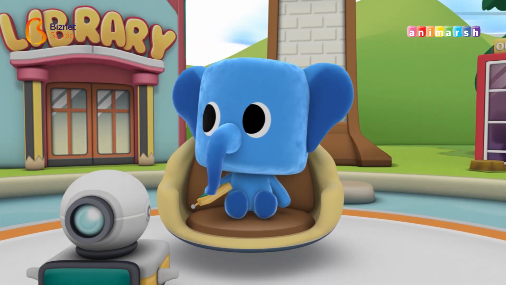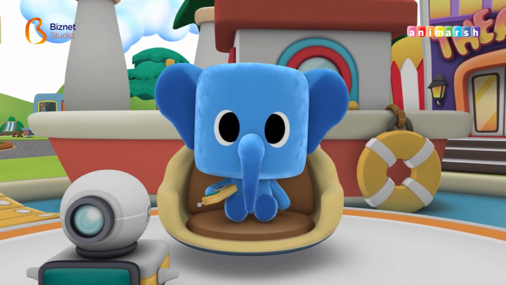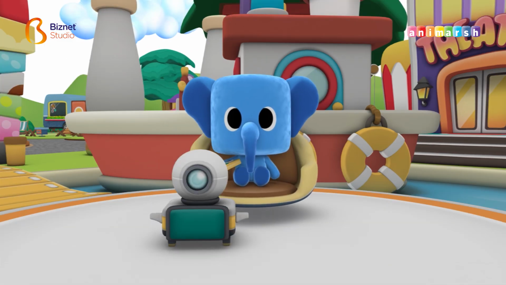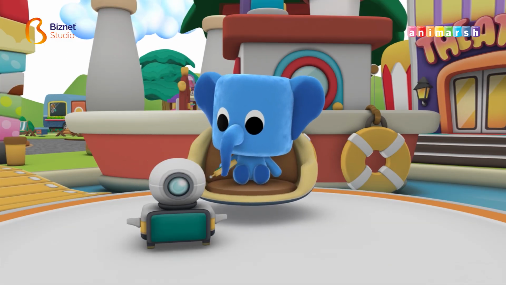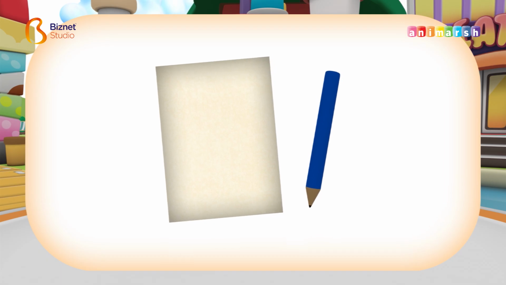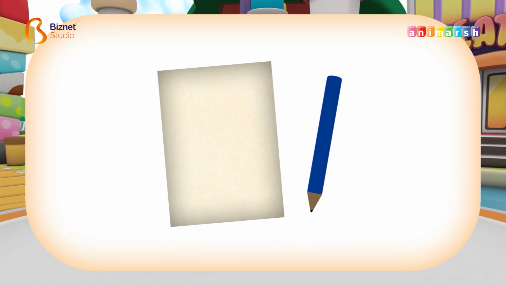It's Animarsh writing time. Let's write a letter Z. Don't forget to prepare your pencil and practice sheet. Now we're going to write a letter Z. So let's write the letter Z.